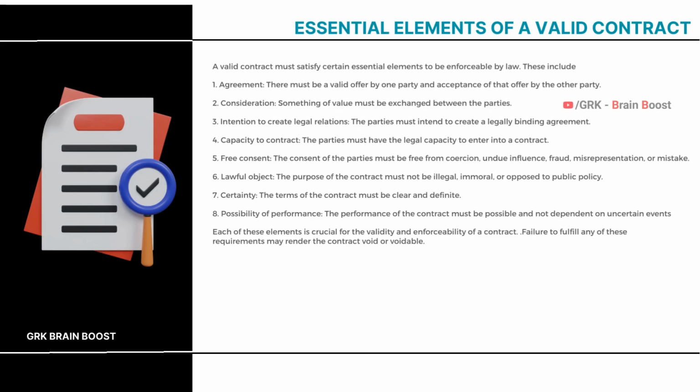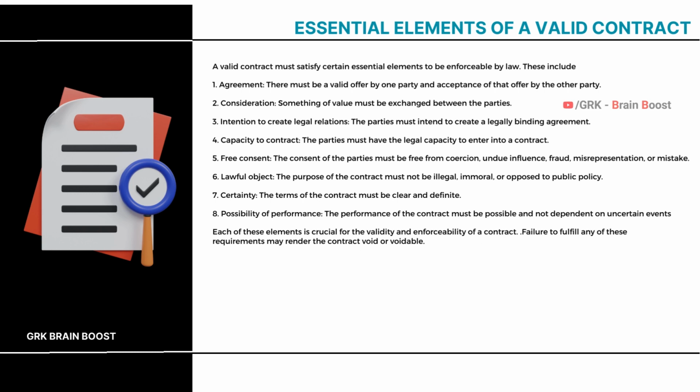Now let us look at the elements of a valid contract. A valid contract must satisfy certain essential elements to be enforceable by law. These include: First one, agreement. There must be a valid offer by one party and acceptance of that offer by the other party. Second one, consideration. Something of value must be exchanged between the parties. Third one, intention to create legal relations. The parties must intend to create a legally binding agreement.